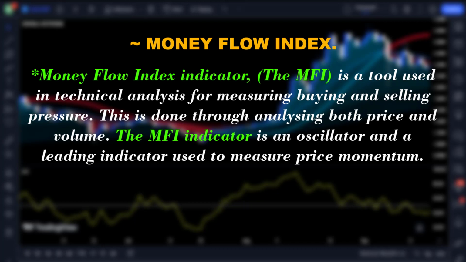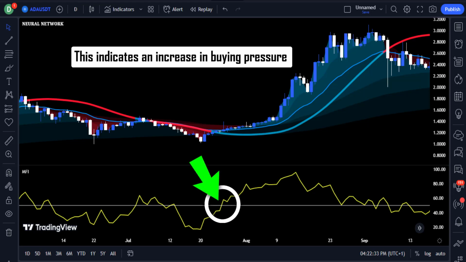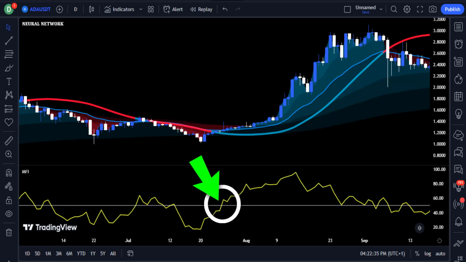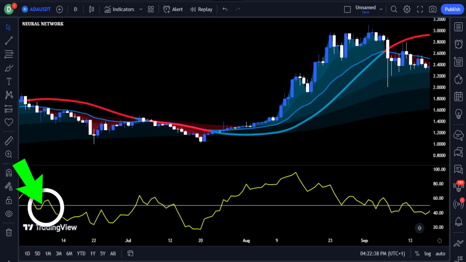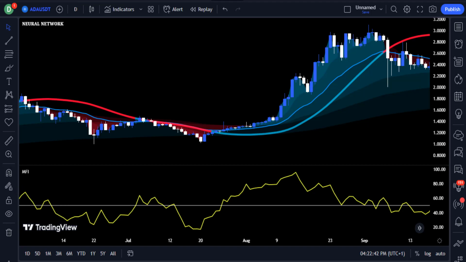The MFI indicator is an oscillator and a leading indicator used to measure price and momentum. When the MFI line rises above the center line, this indicates an increase in buying pressure. When the line falls below the center line, this indicates an increase in selling pressure. The money flow index can generate several signals. That is why we combine it with this neural network for effective and accurate signals.